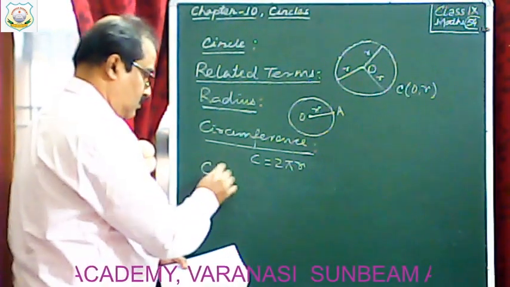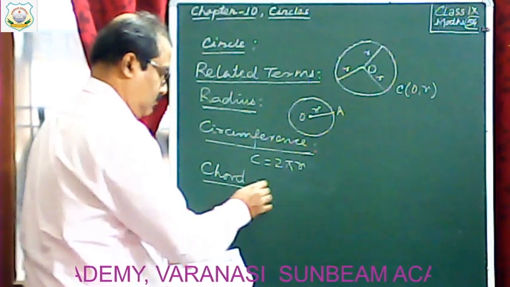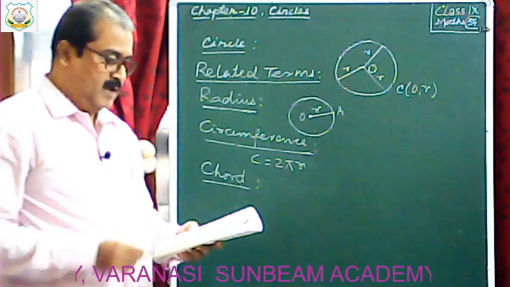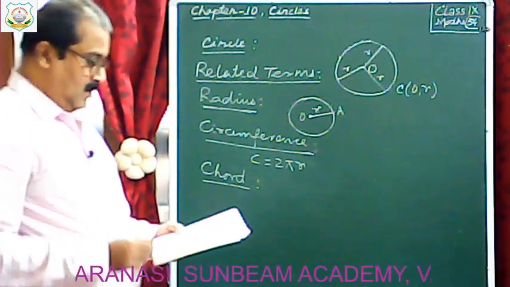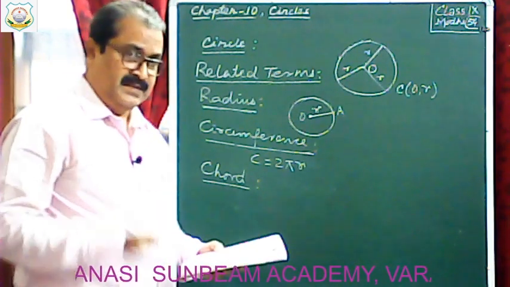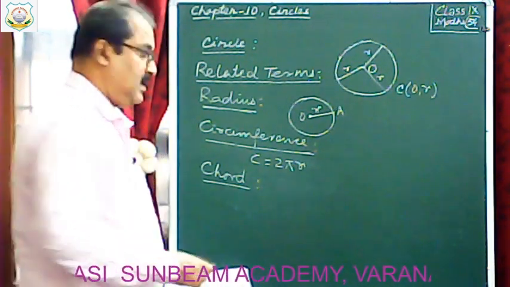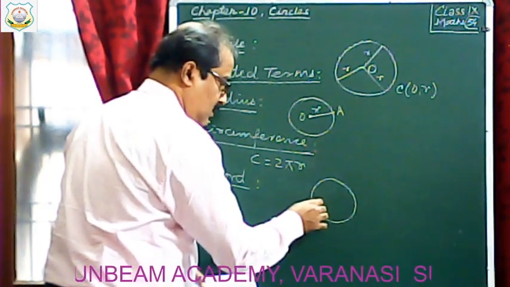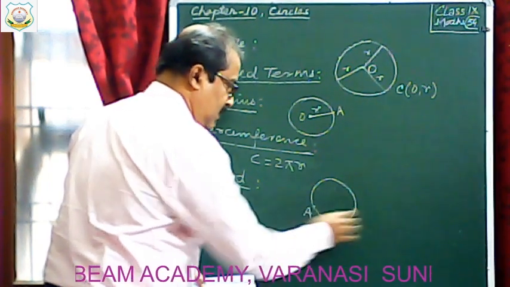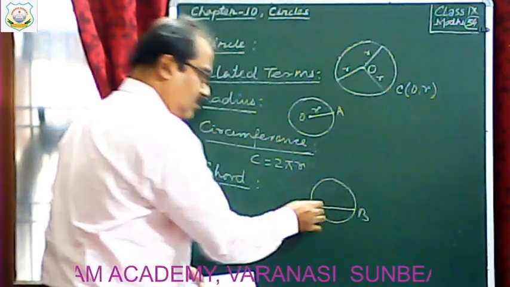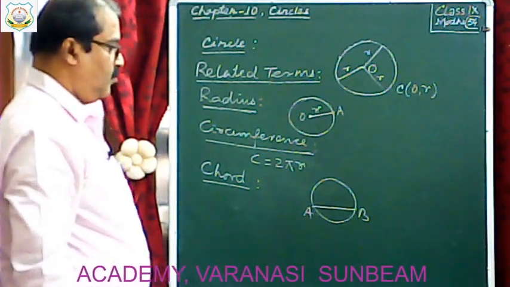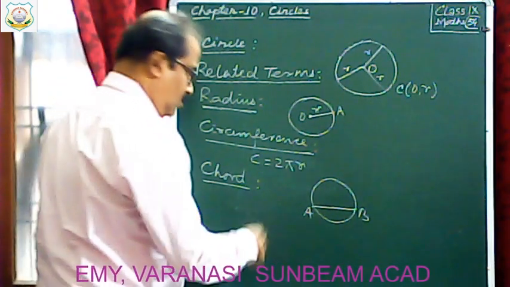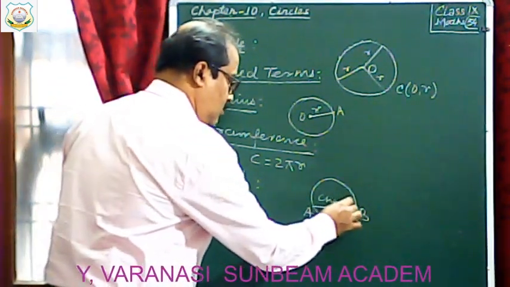Then chord. A chord of a circle is a line segment joining any 2 points on the circle. Chord of a circle is what? A line segment joining any 2 points on the circle. Suppose a circle is there, and take 2 points on the circle, A and B. If we join these 2 points on the circle, we get a line segment that is known as a chord. Okay?